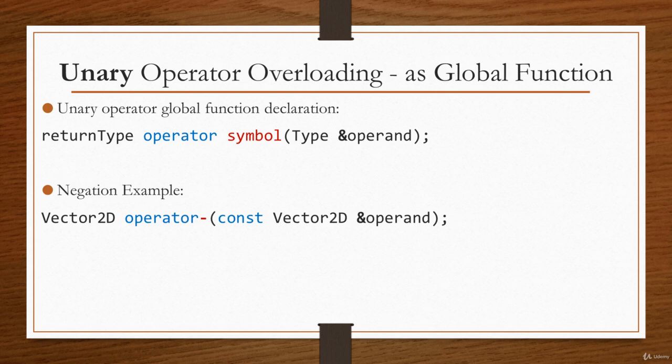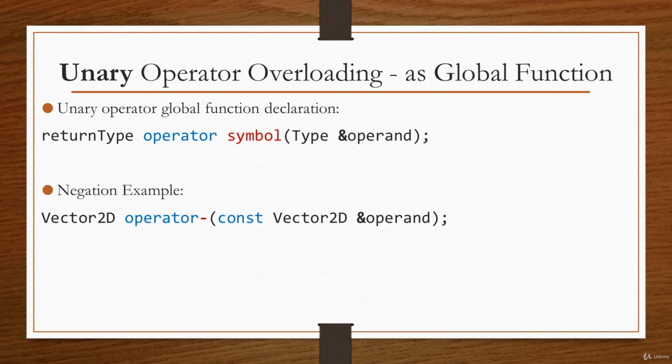I also have an example of the negation operator. This will return a vector2d. You can see we have operator, the negation operator, or minus. You will notice that when we overload unary operators as global functions, they take in an argument. As member functions, they don't typically take in an argument. That's because the left-hand side operand can be accessed either directly or using the this pointer, right? It operates on the calling object.